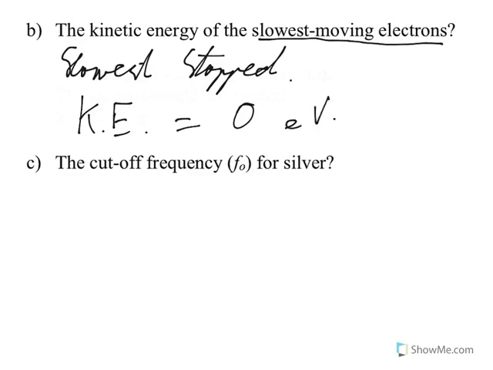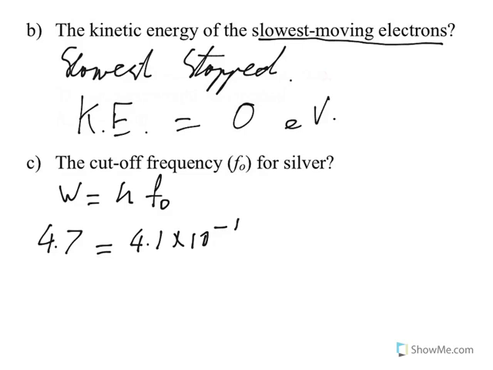All right, so cutoff frequency for silver. Remembering what we said, the work function and the cutoff frequency were related. The cutoff frequency is the frequency where the energy is just enough to get the electrons to the surface, and the work function is the amount of energy it takes to get to the surface. So they're the same thing. So if we know the work function is 4.7 electron volts, I'm going to use the electron volt version of Planck's constant.